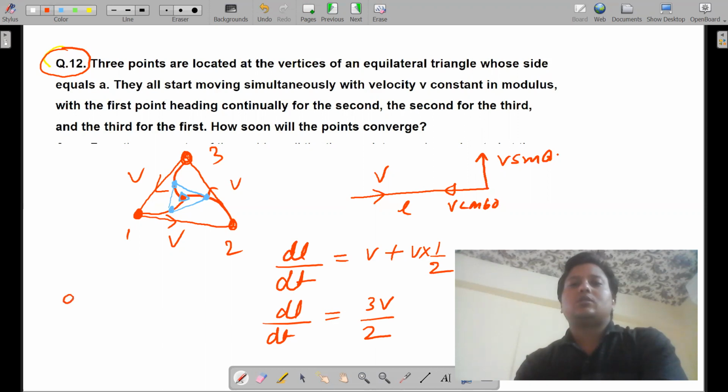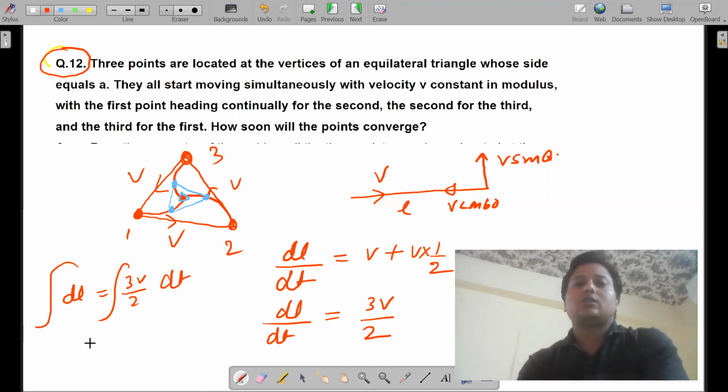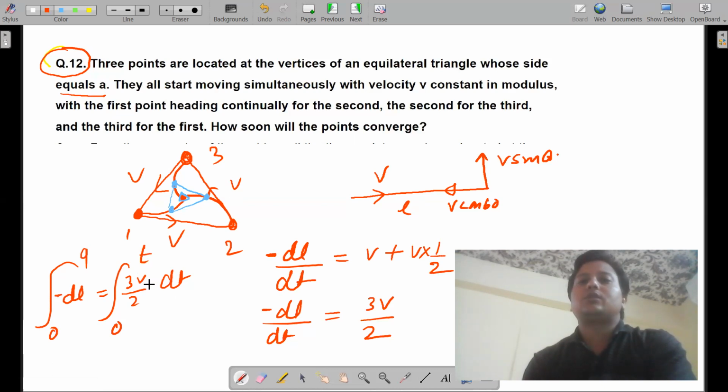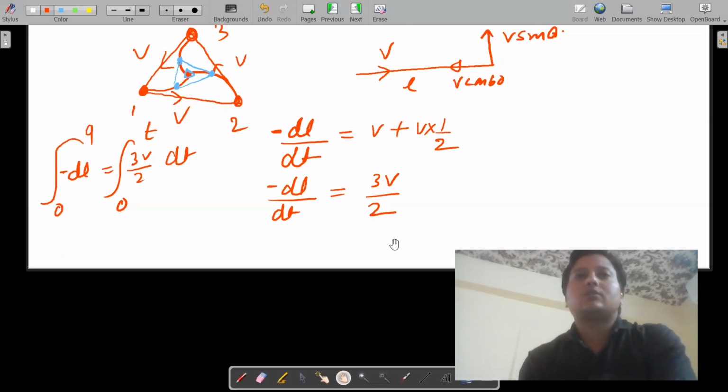So dl is 3v over 2 into dt. By integrating, initially the distance was maximum, equal to the side length, which is given as a, and finally this length comes out to be 0. As l is decreasing continuously, we use a minus sign with this differential, taking the limit of l from 0 to a and the limit of time from 0 to t.